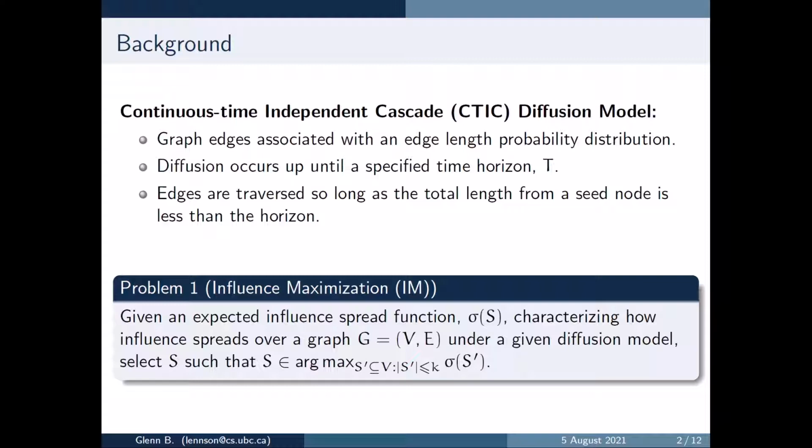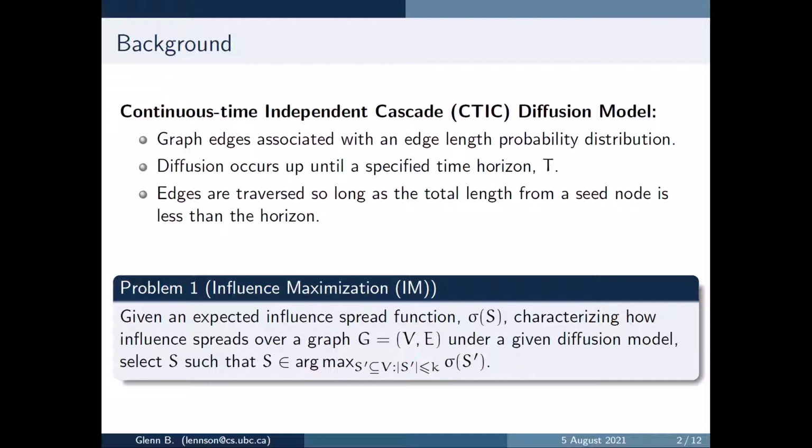The input is a graph and an associated diffusion model. The diffusion model specifies how information, product adoptions, or other contagion of interest spread through the network. In this work, we focus on the Continuous Time Independent Cascade, or CTIC model. Under the CTIC model, each edge of the graph is associated with an edge length probability distribution, which characterizes how much time it takes for diffusion to occur across the edge.